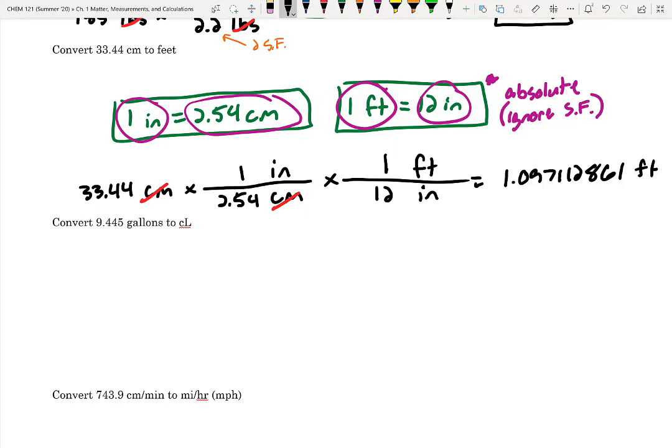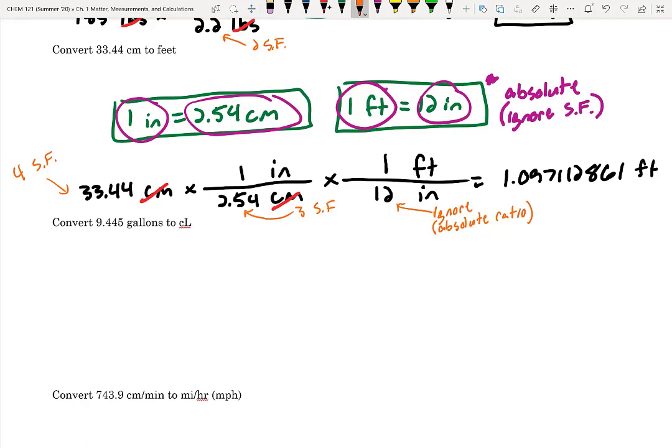So if I look over here, this has 4 sig figs. This right here has 2 sig figs, or sorry, 3. And then right here, we're going to ignore because it's absolute. Okay, so how many sig figs should our final answer have?